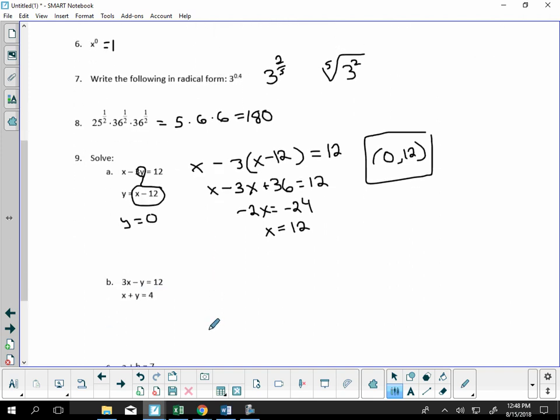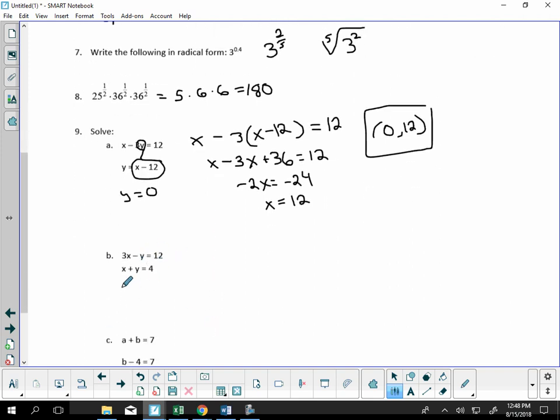Do the same thing here. This time, though, I'm going to use elimination. As my variables are lined up over each other, my y's cancel, and I end up getting 4x equals 16, or x equals 4. If I plug that back into the next equation, the bottom one, take out the x, put in 4, you get y equals 0. So there, my ordered pair is 4, 0.